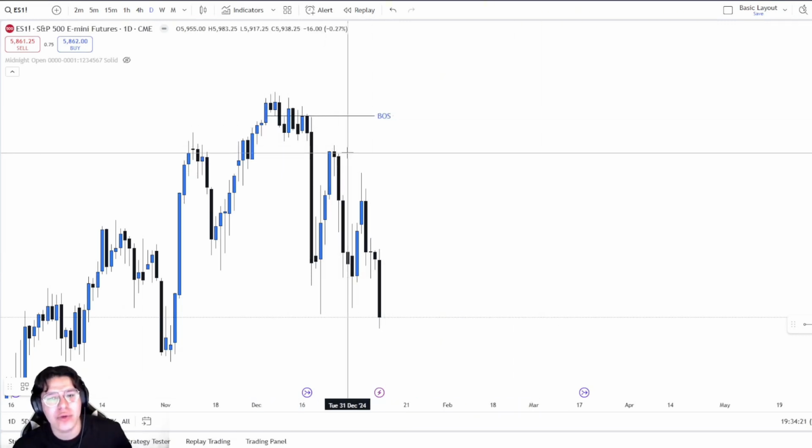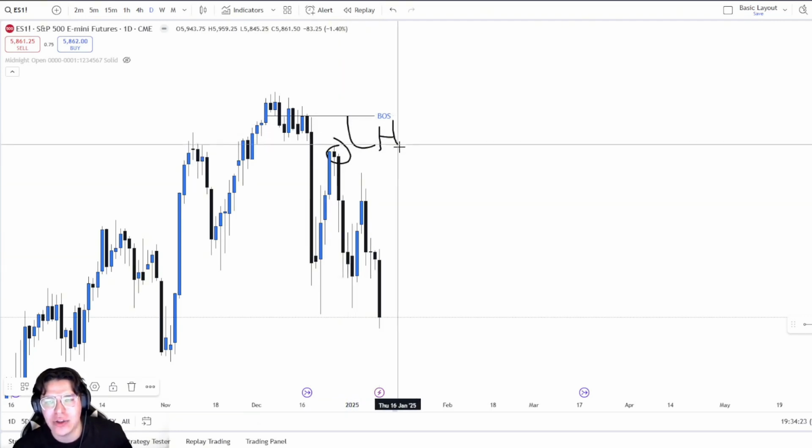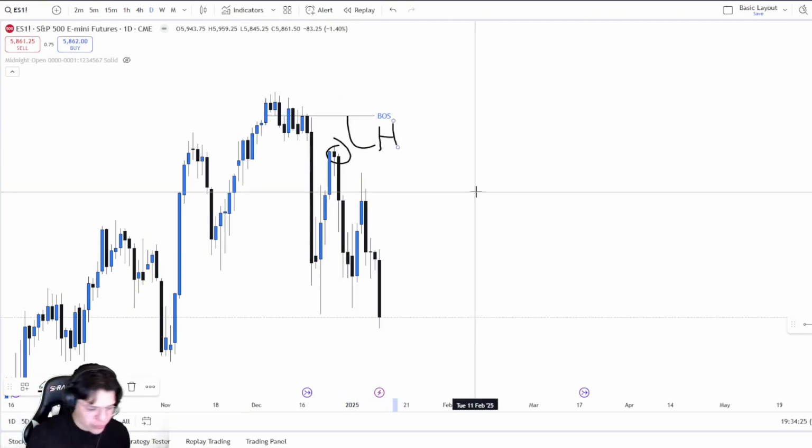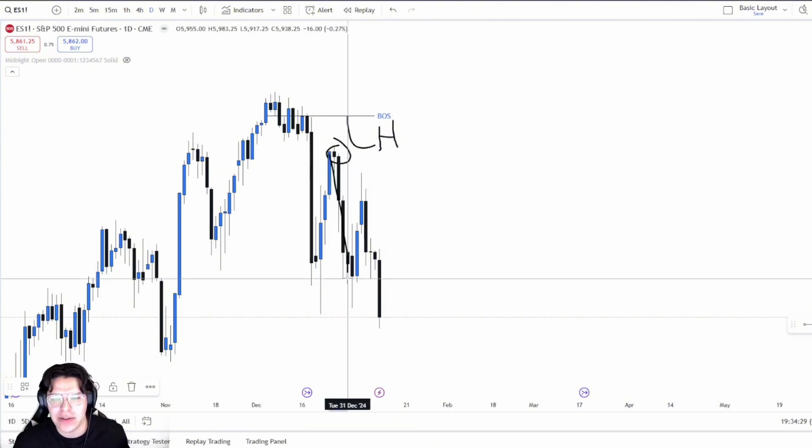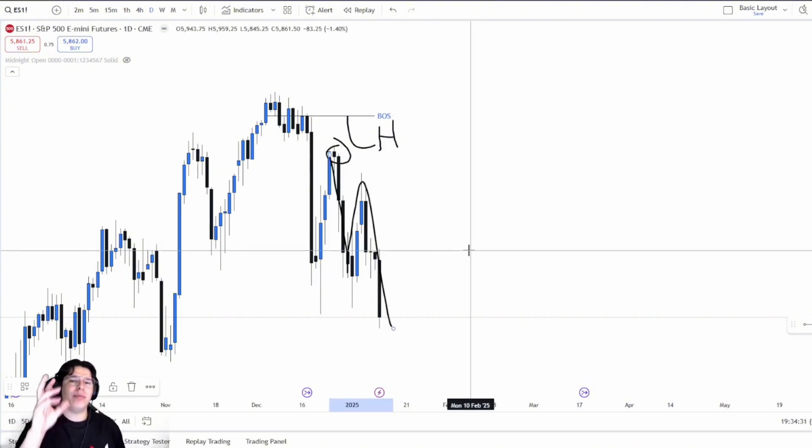And the daily was just retracing, putting in a lower high. So what was a break of structure to the upside on the 4 hour just ended up being a retracement on the daily to then continue lower. So keep that in mind, especially when it comes down to these smaller time frames.